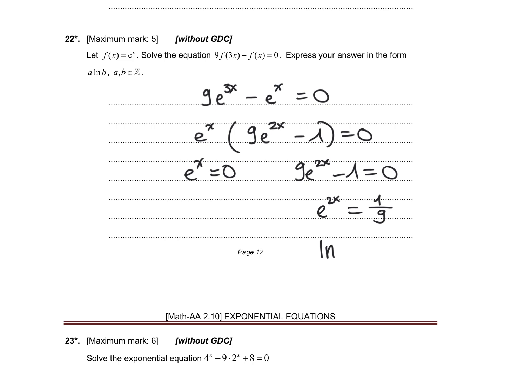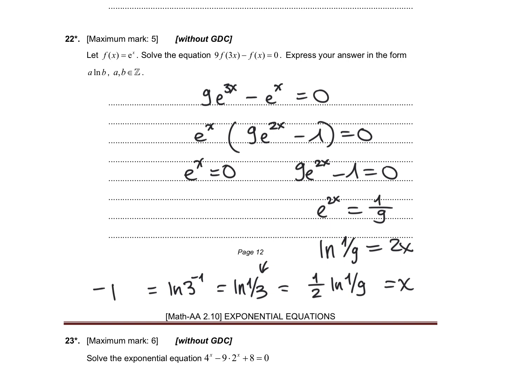So natural log of 1 over 9 is 2x. So we just have 1/2 natural log of 1 over 9. And this one we can bring the 1/2 up, which is the square root of 1 over 9. So we can leave it like that. But I just realized they want a, b in the integers. So this is a rational number. So we can write it like this, and then leave it like that. So yeah, that was no solution there. And this is our other solution.